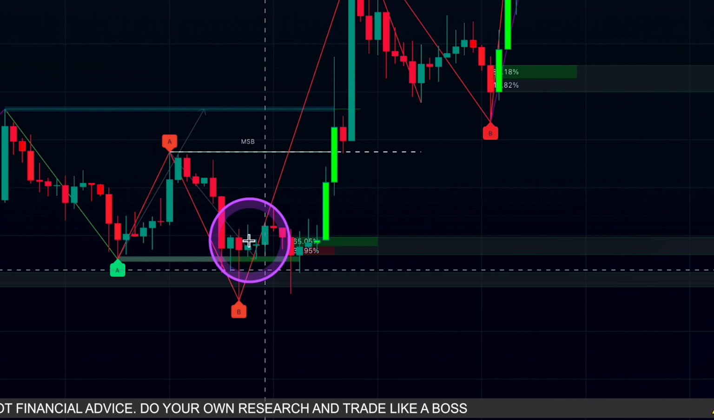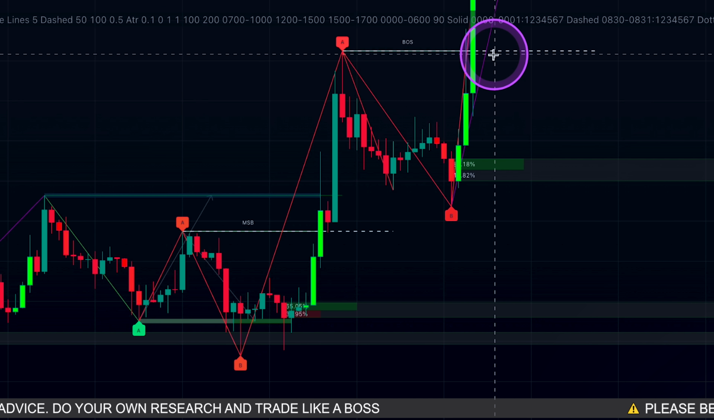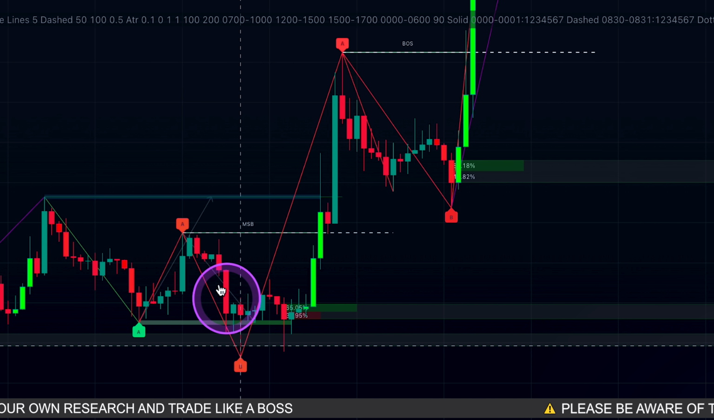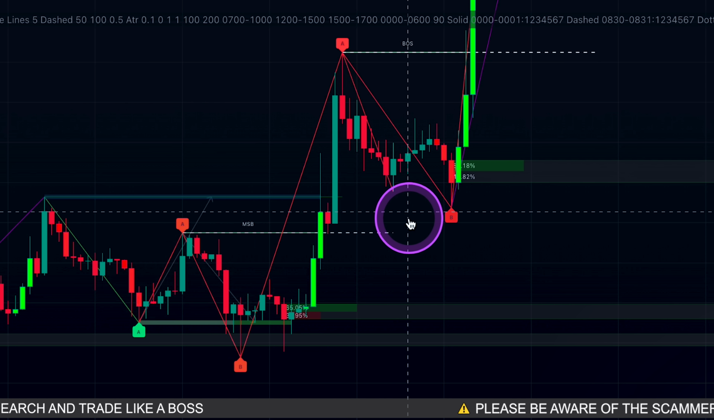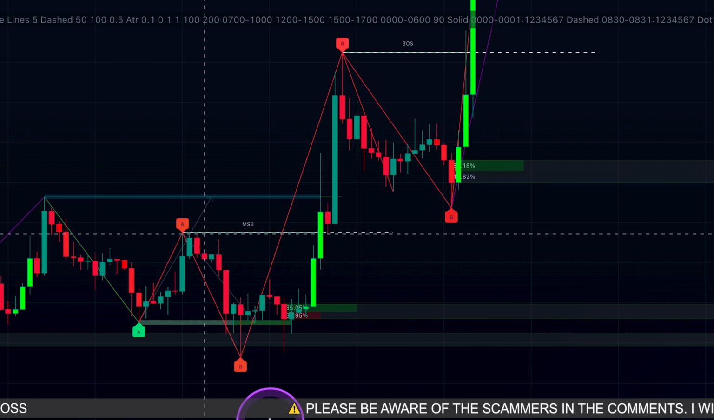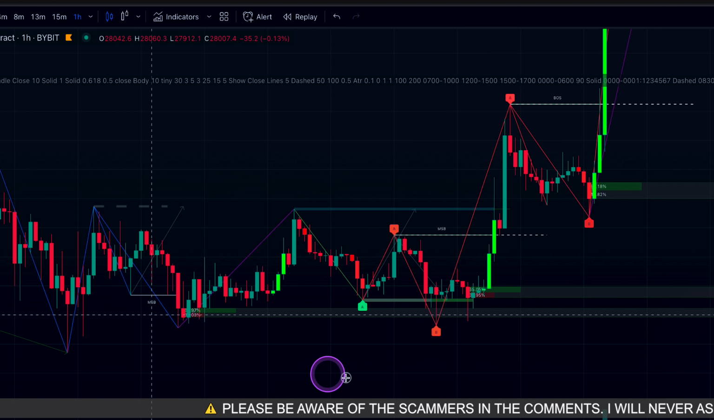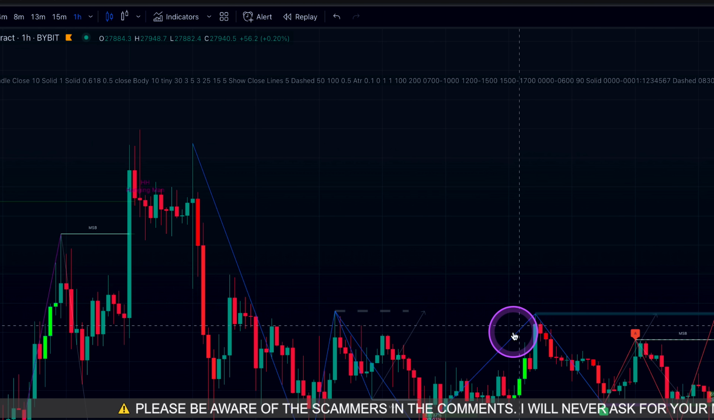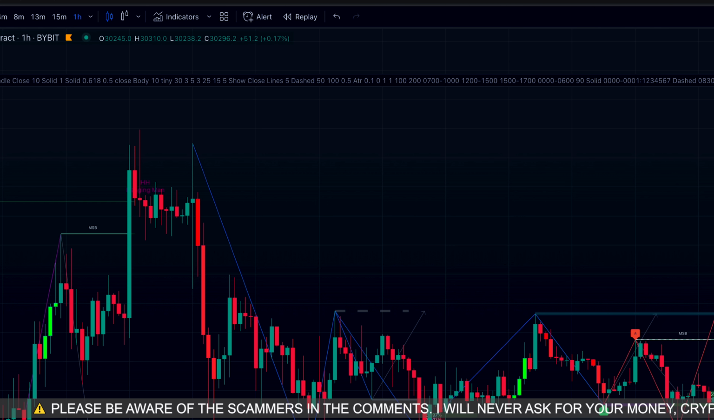We often find that this might be a W pattern here as well, but it's covered up by the ABC. But this would have been a good W pattern to get into if you either missed the ABC or you're looking for a more confirmed entry. They often work extremely well together, creating what we call the Quasimodo pattern.